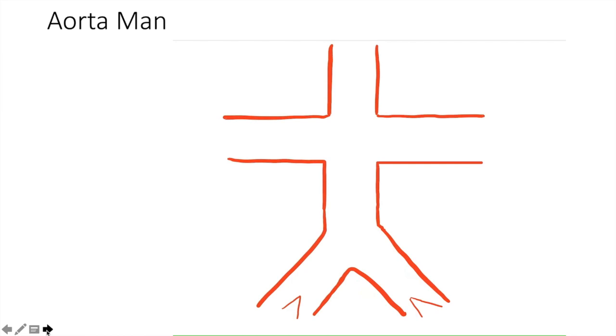Okay, so now we're going to talk about the aorta and all of the arteries coming off of it. So we're going to do so by talking about Aorta Man. We're going to start out by drawing the eyes, and these are going to be the left and the right inferior phrenic arteries. Now remember, the left and right are flipped because we're looking at our patient. The next thing we're going to draw is our nose, and that's going to be our celiac trunk.